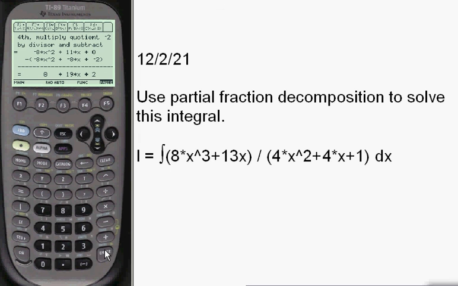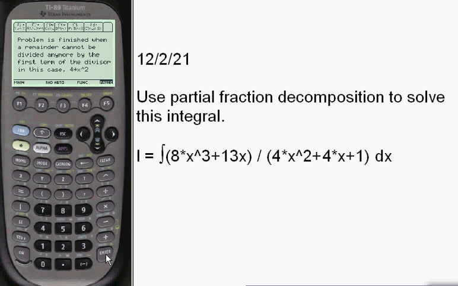Multiply that times the divisor, numerator, and we're finished when you can't multiply or divide this into anything any more of the factors in the front. So here's the answer: 2x minus 2 plus the remainder, which is 19 times x plus 2, and then over the denominator here.